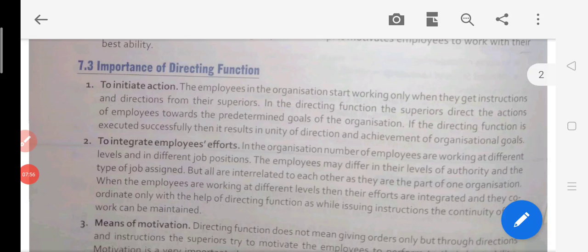Now we'll discuss the importance of directing function. Okay, so what is important? The first is to initiate action. As we already discussed this in the feature also. So this is the importance.